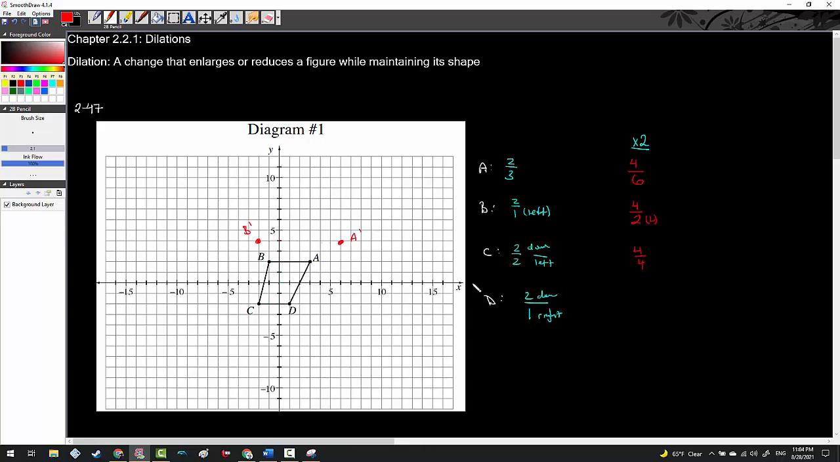Down 4 to the right, to the left by 4. So down 1, 2, 3, 4 to the left by 1, 2, 3, 4. That's going to be my C prime. And then down 2 to the right by 1, that's going to turn into 4 over 2. So down 1, 2, 3, 4 to the right by 1, 2. And that's going to be D prime.